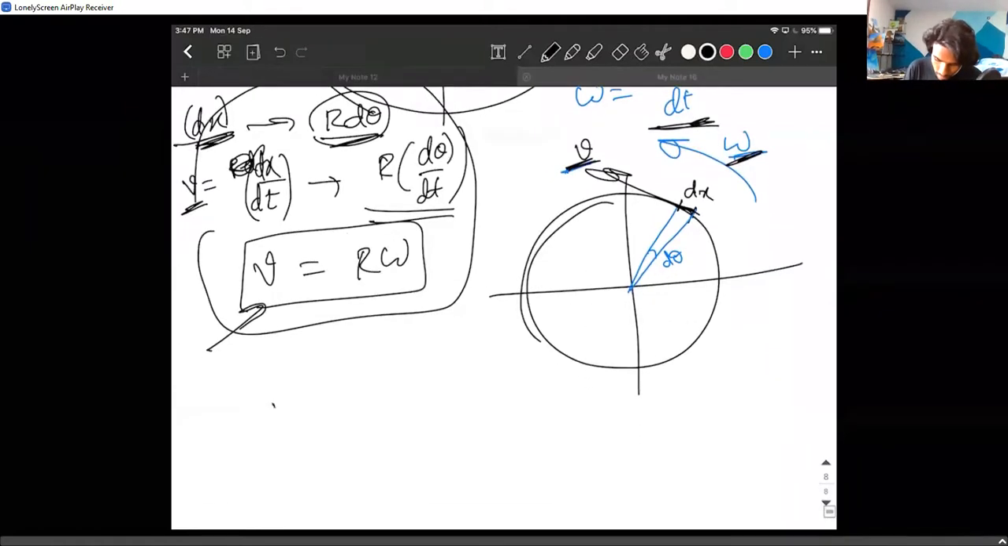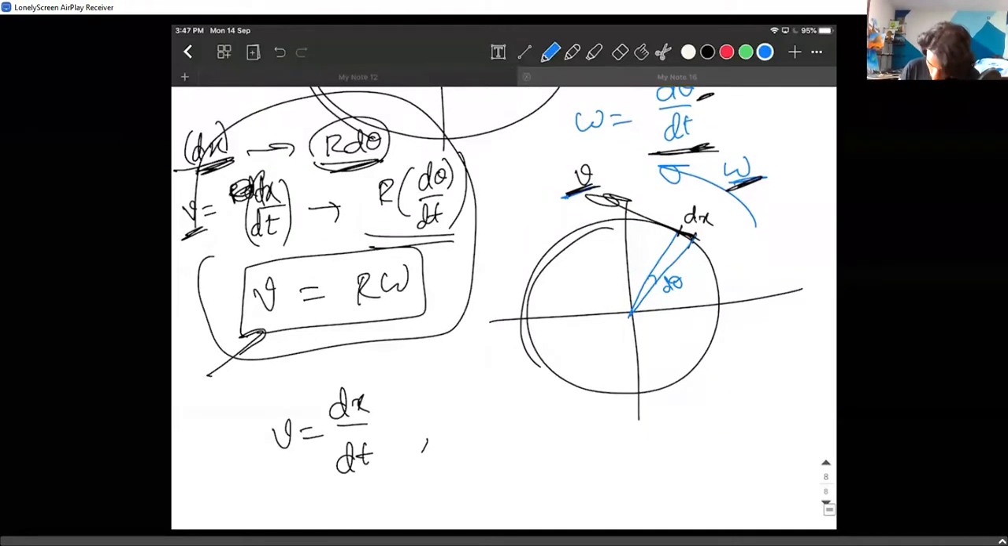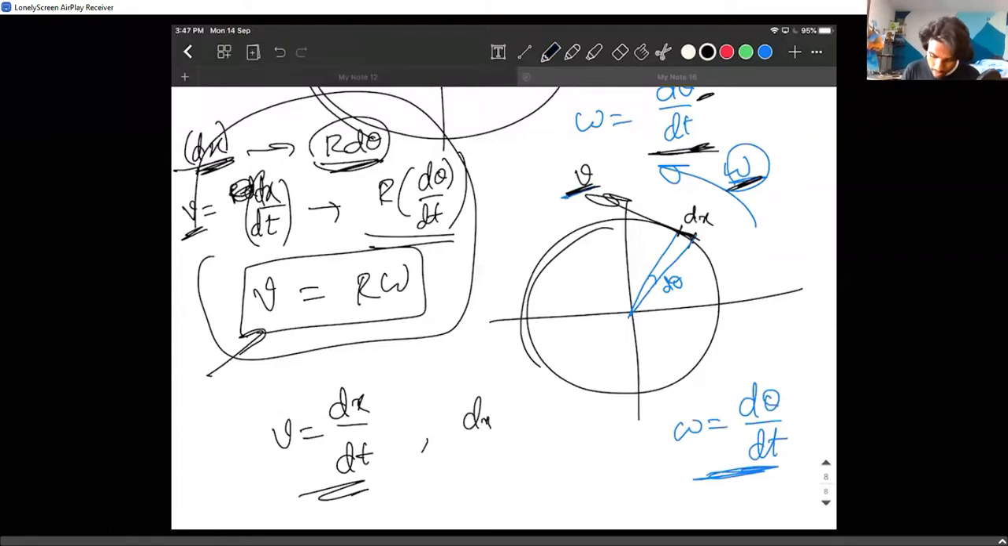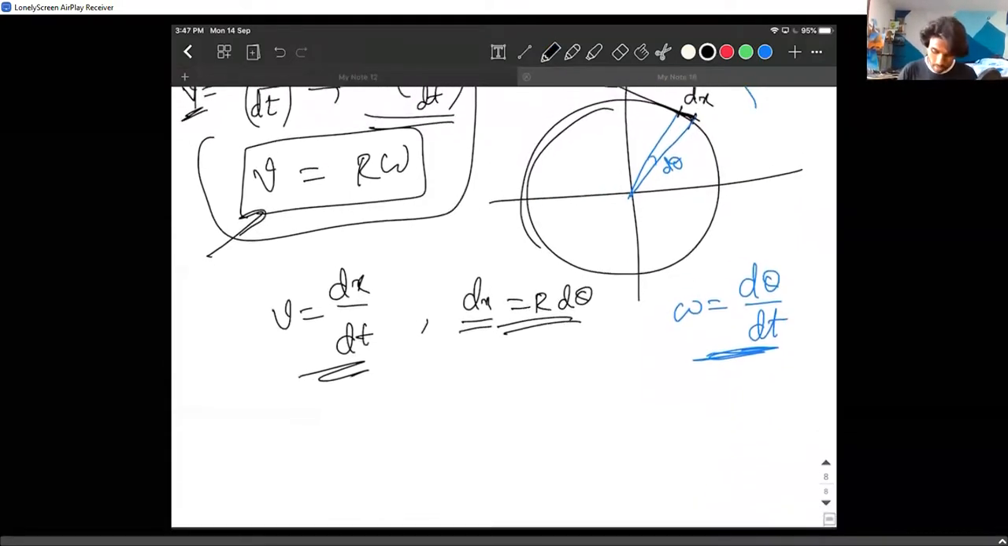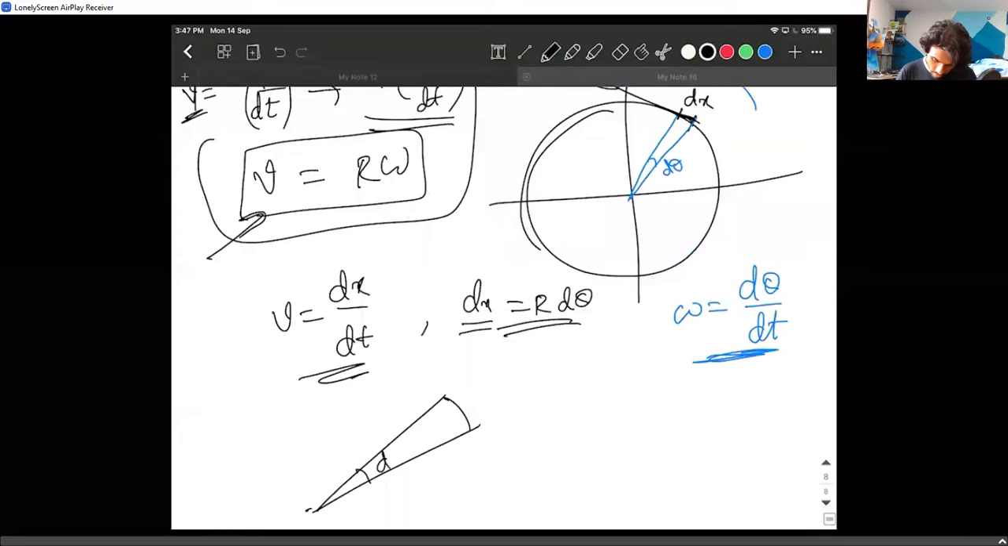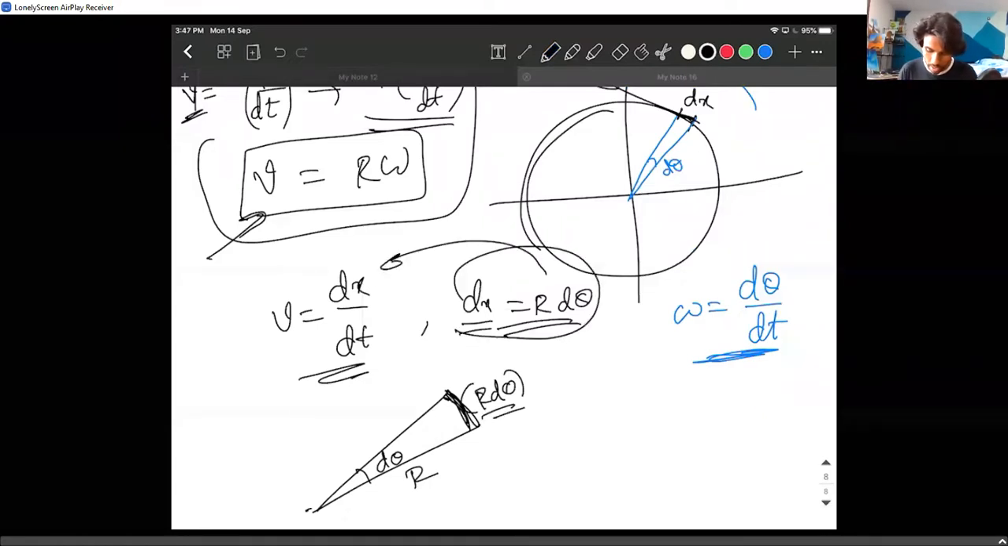So I write v equals dx by dt. Similarly, omega equals d theta by dt. In terms of angular displacement, this is d theta by dt, and in terms of linear displacement, this is dx by dt. How do I relate these two things? The dx that is traveled is nothing but r d theta. You know this thing, right? The length of a very small sector, if this is d theta and the radius is r, is nothing but r d theta. You should already know this. I simply use this idea and put it there. I come up with a formula saying v equals r omega.